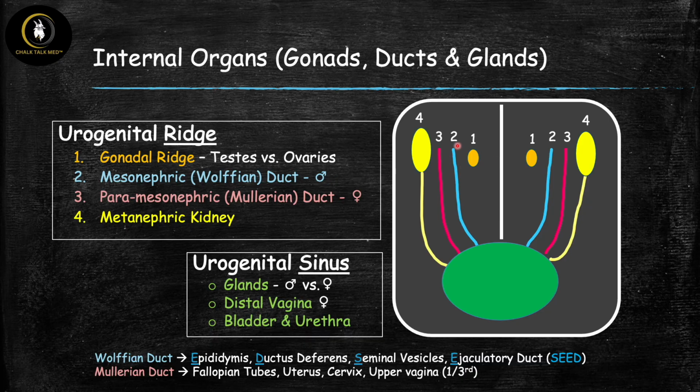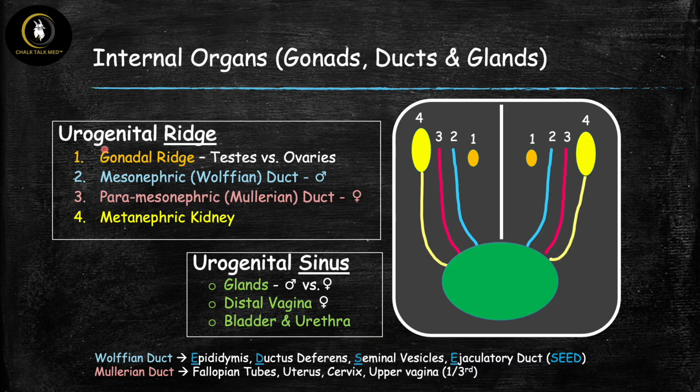So then just lateral to that is structure 3, and this is called the paramesonephric or the Mullerian duct. And so these are going to turn into the female genital ducts, which you remember from before are the fallopian tubes, the uterus, the cervix, and the upper part of the vagina. So that's structures 1, 2, 3. And so we've covered all the genital structures of this region.